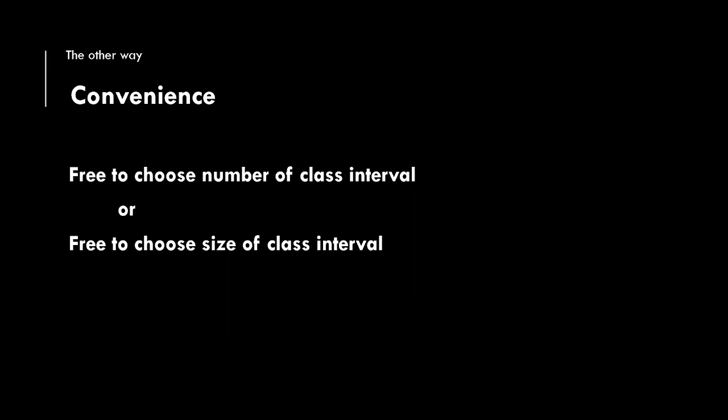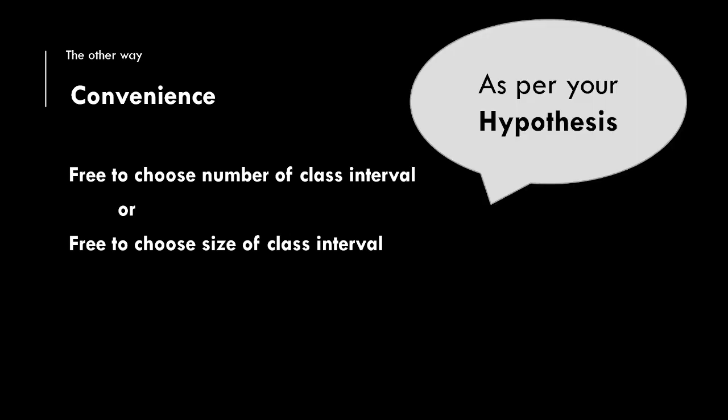If you are choosing the number of class intervals, the size of the class interval will be determined by taking the difference between maximum and minimum value. If you have chosen the size of the class interval, then the number of class intervals will be limited according to the width of the classes. This type of convenience is selected as per the hypothesis.